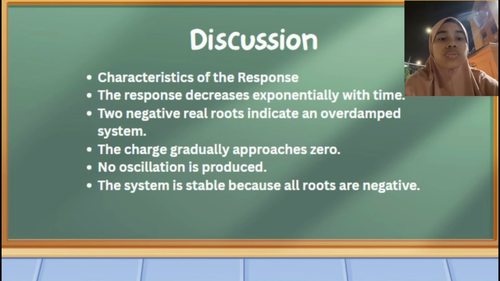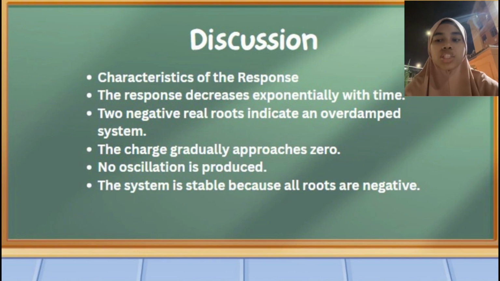In conclusion, we successfully obtained the complete analytical solution for Q(t), evaluated the response at 0.01 second, analyzed the response graph and showed that the system is stable because it has an overdamped response.